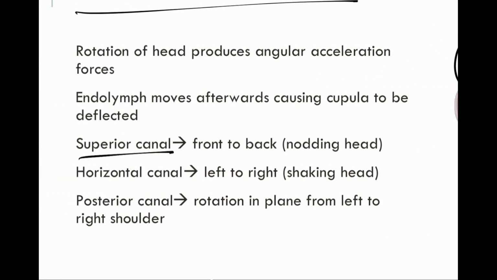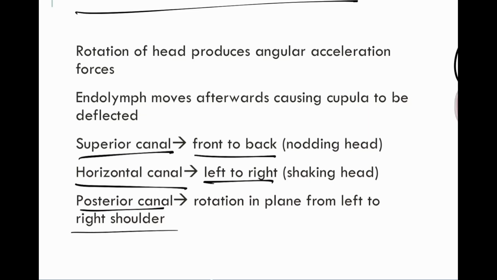Superior canal, front and back, so nodding your head. This movement is picked up by the semicircular canals. Horizontal canal, left to right movement, so shaking your head. This is your semicircular canal. And posterior canal is rotation in plane from left to right shoulder, so going like this or like this.